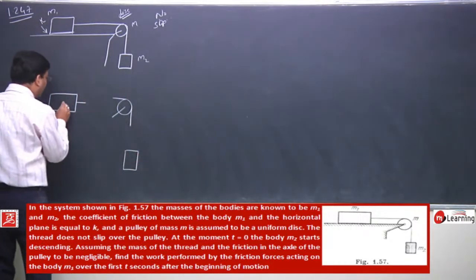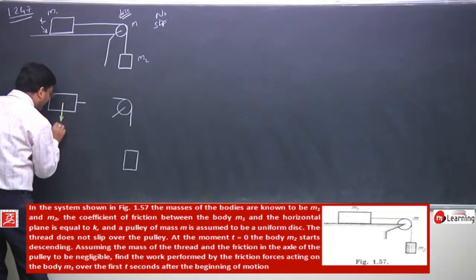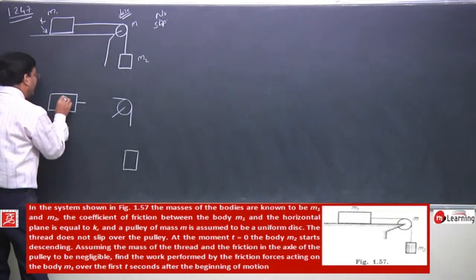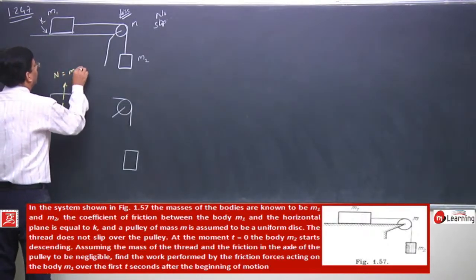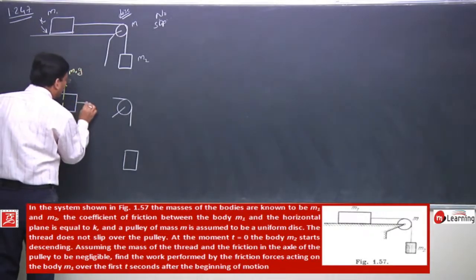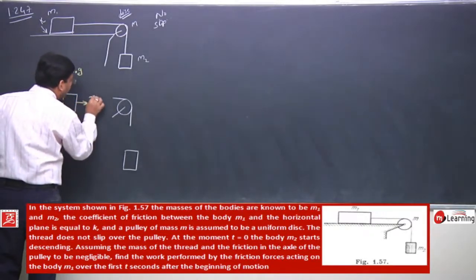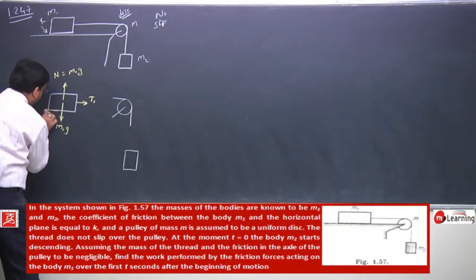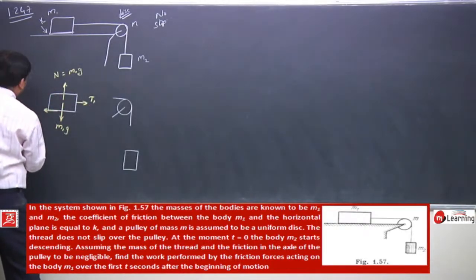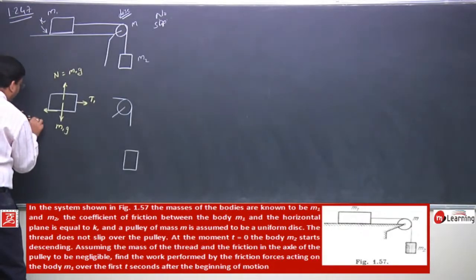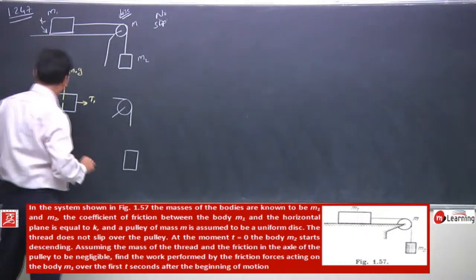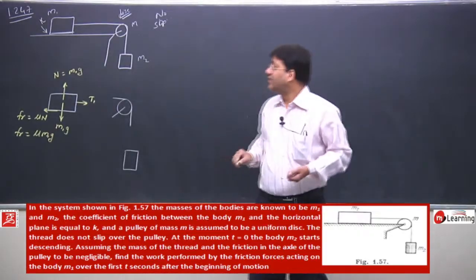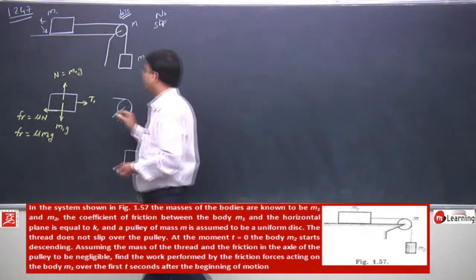मास m1 के लिए मैं कहूंगा ग्रेविटेशनल फोर्स m1g, normal reaction N is equal to m1g, and here we'll observe some tension T1, and there would be an opposing frictional force, and that opposing frictional force Fr would be mu N, or that frictional force would be mu into m1g. This is the free body diagram for mass m1.